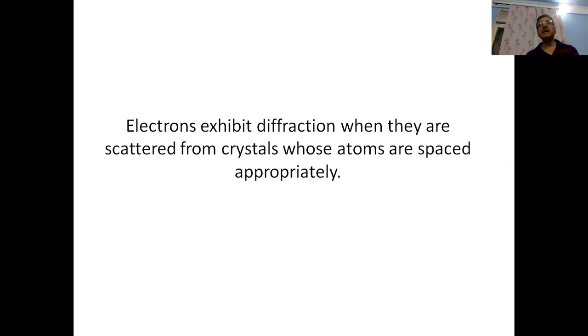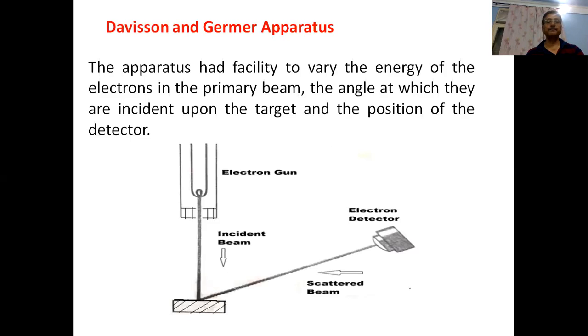And because nature is symmetric, it was also expected that even particles under certain circumstances could behave like waves. And the Davisson and Germer experiment was able to establish that electrons exhibit diffraction when they are scattered from crystals whose atoms are spaced appropriately.